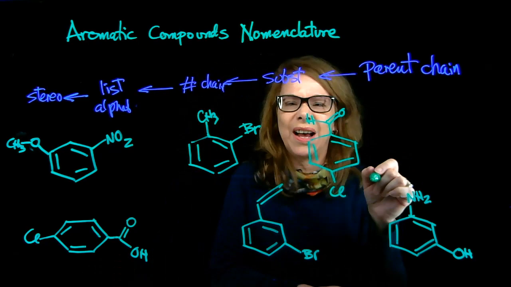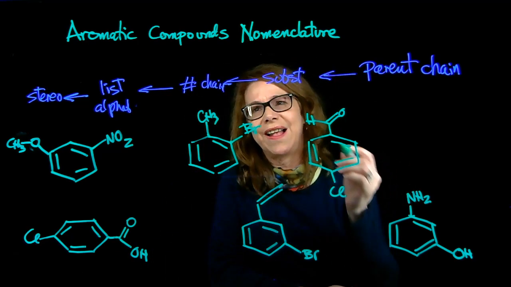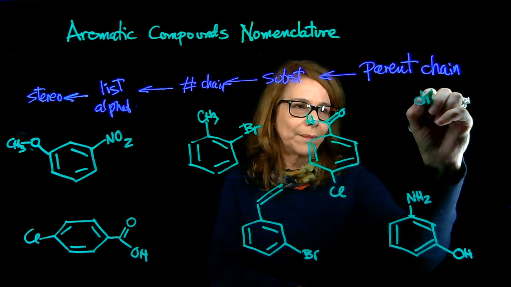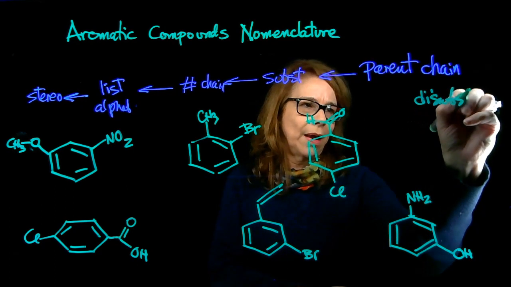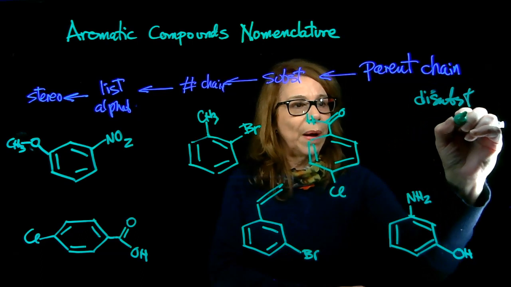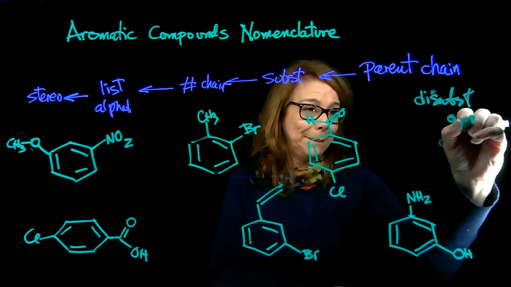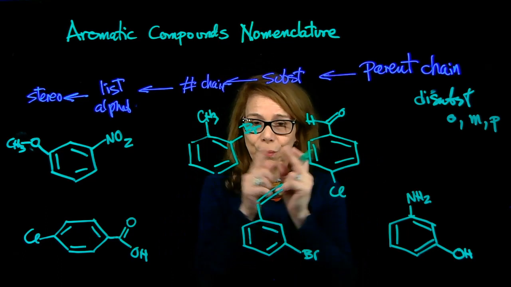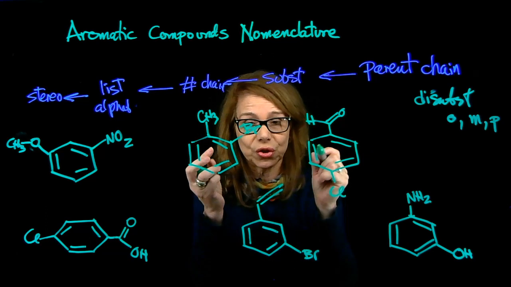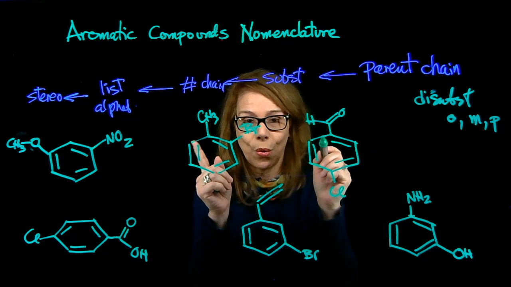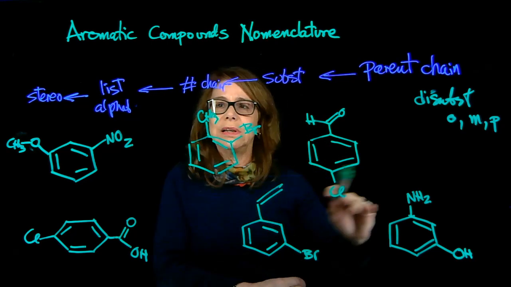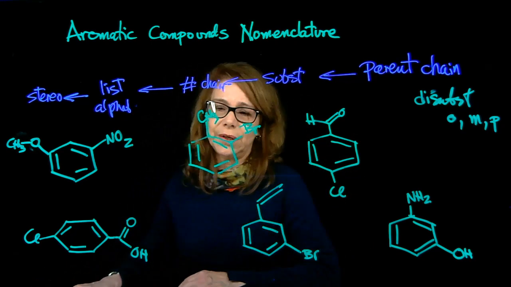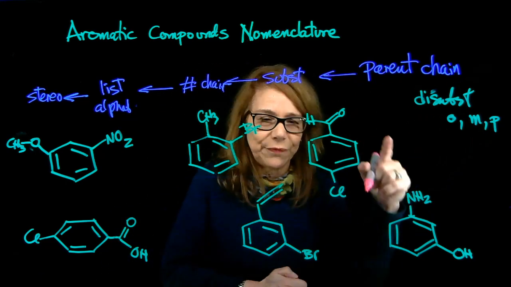Also, we learned that we need to name substituents, and when we have disubstituted benzene compounds, we use ortho, meta, or para to specify how they are related if the substitution pattern is 1-2, 1-3, or 1-4. So now let's apply the rules to these compounds that we have here on the screen. So the first step is identifying the parent chain.